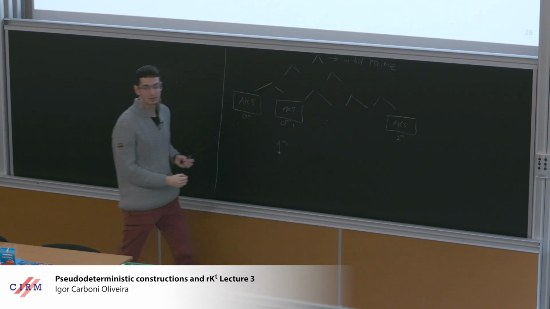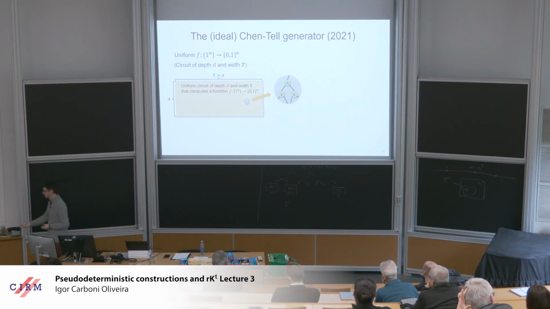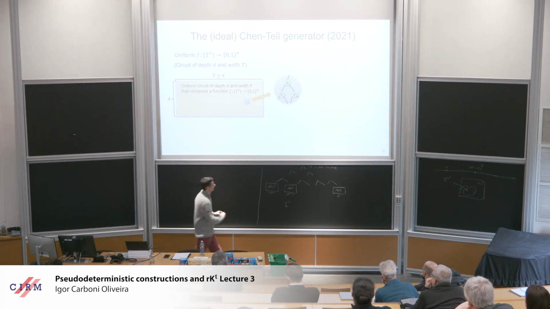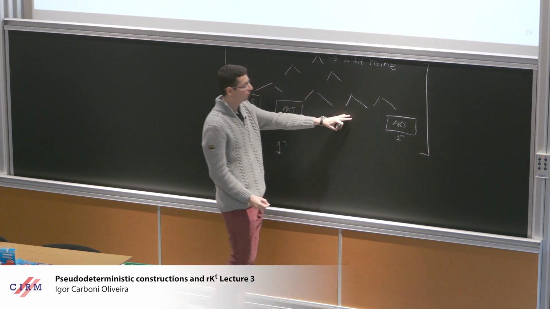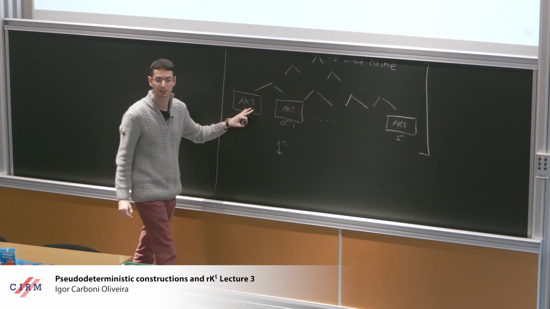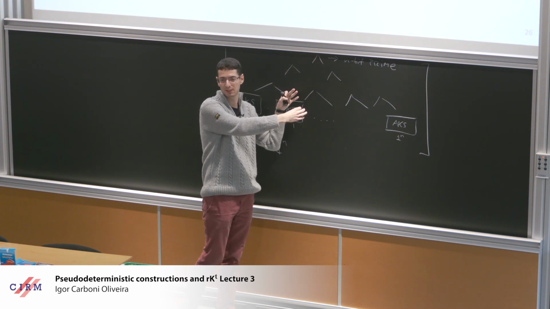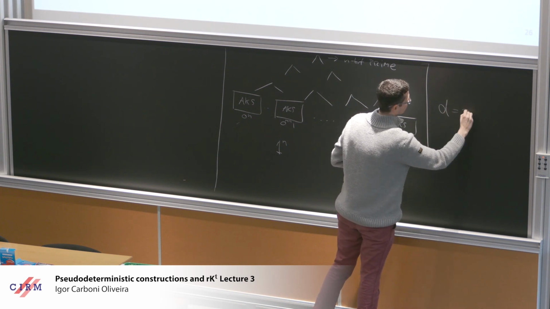Okay, and what's now the depth and the width of this circuit? So that's the question. Okay, so the depth of the circuit is the depth of the AKS procedure, which is poly n, and log of the size of this tree, which is again poly n, right? So the depth here is poly n.